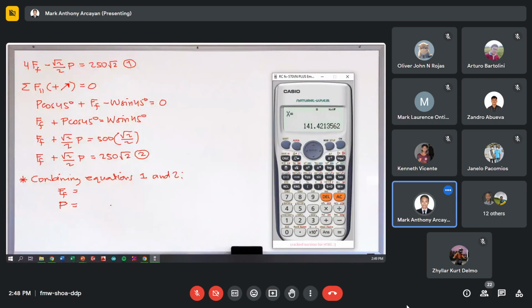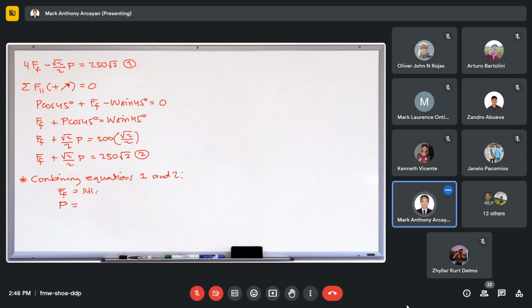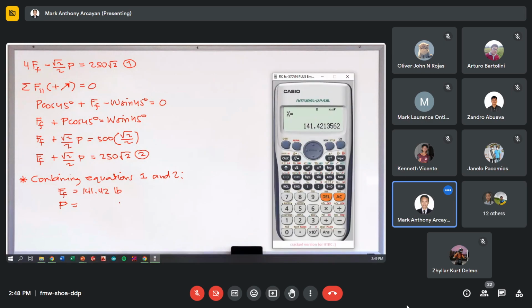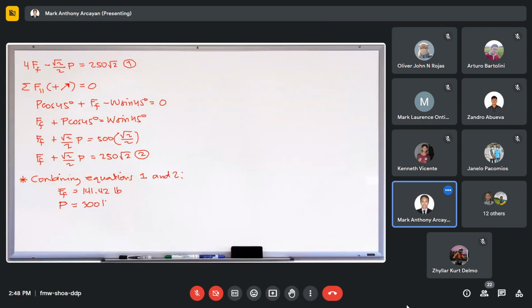So, the frictional force is 141.42, approximately equal to 141.42 pounds. Then, the force P is equal to 300 pounds. So, that is our answer for letter B.